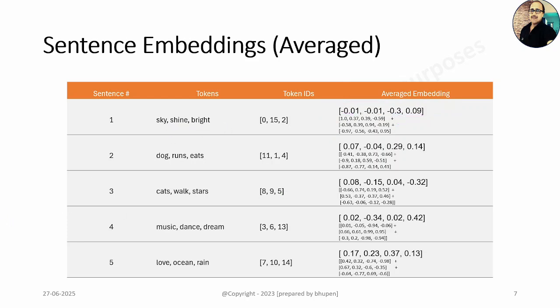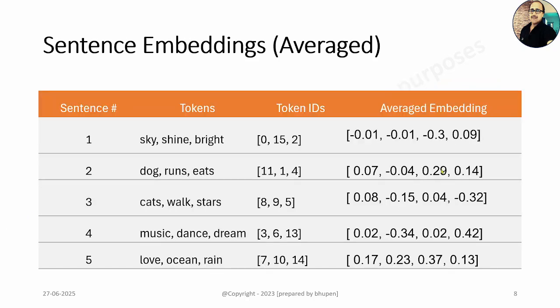Moving forward, I'll show you how to use these average embeddings in a deep learning model. So for example, now this is the outcome of the averaging step in our model. For every sentence, we have the averaged representation of the sentence.